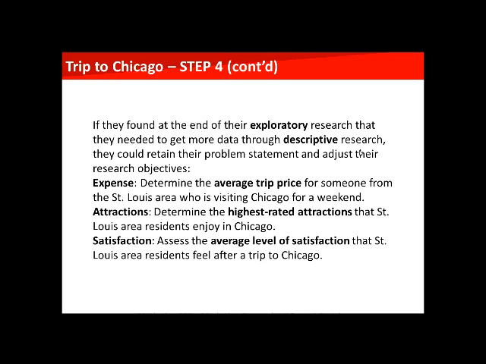So for expense, they could determine the average trip price for someone from the St. Louis area who's visiting Chicago for a weekend. So that's a good statistical piece of information that they can be looking for, the average trip price. For attractions, they could determine the highest rated attractions that St. Louis area residents enjoy in Chicago. So they're not just looking qualitatively for what people feel are the best, but actually looking for ratings that can help them put a number and a ranking and a hierarchy to that data.